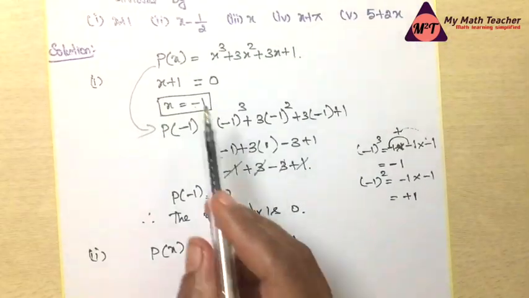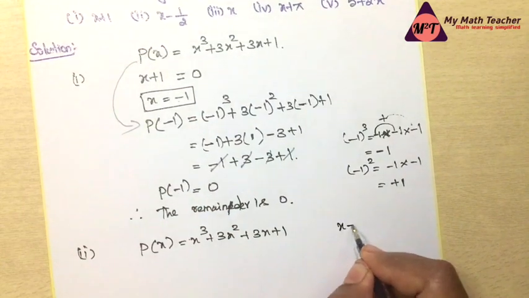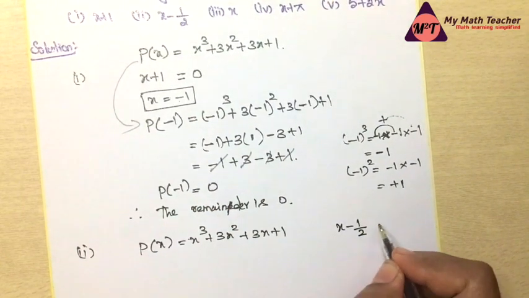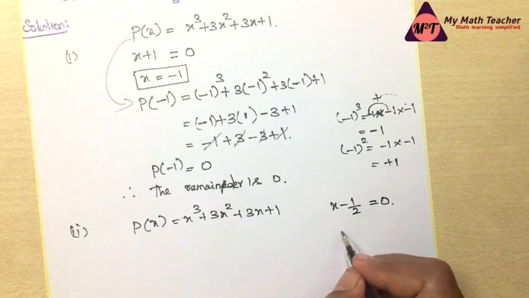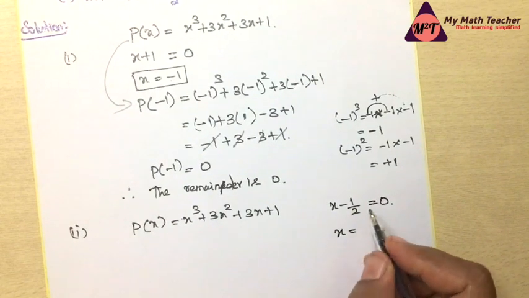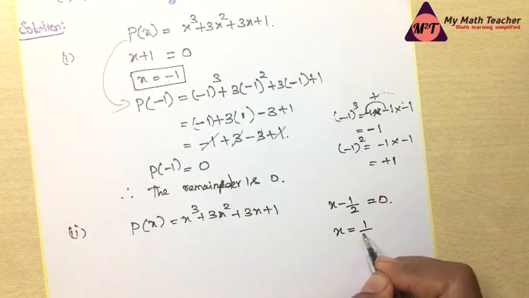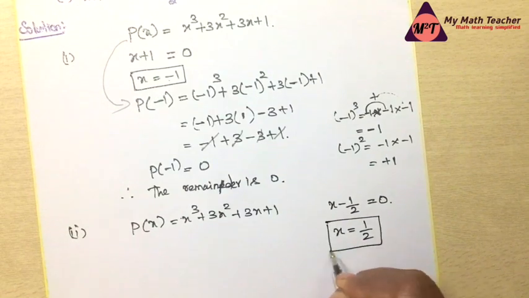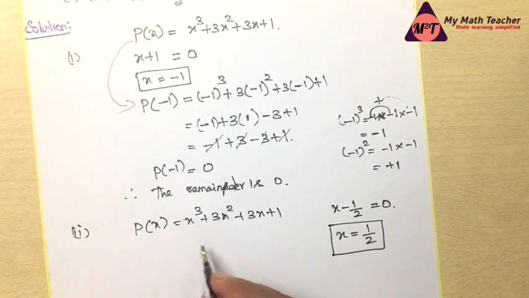The second divisor is x minus 1 by 2. Now equate this to 0. Now we have x minus 1 by 2 equal to 0. When you transpose, it will be plus 1 by 2. This is the x value. This x value we are going to substitute in the polynomial.